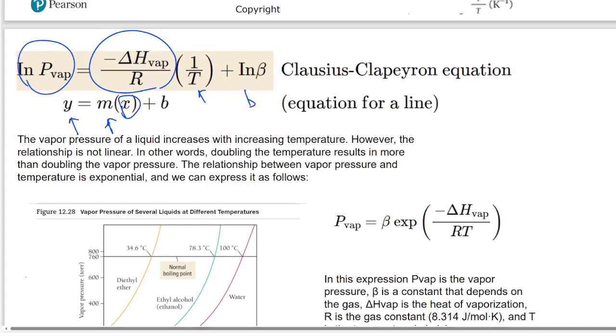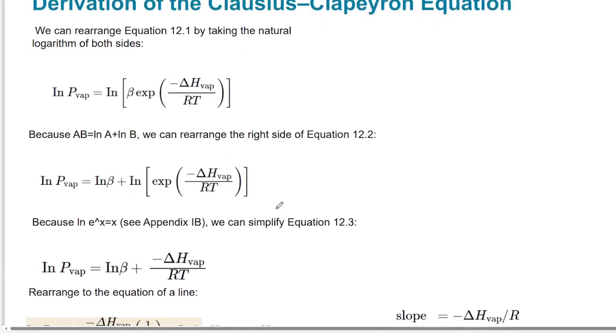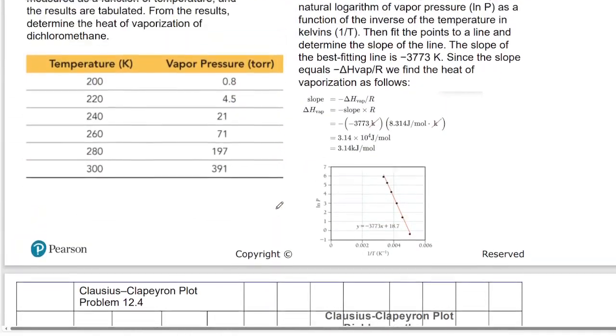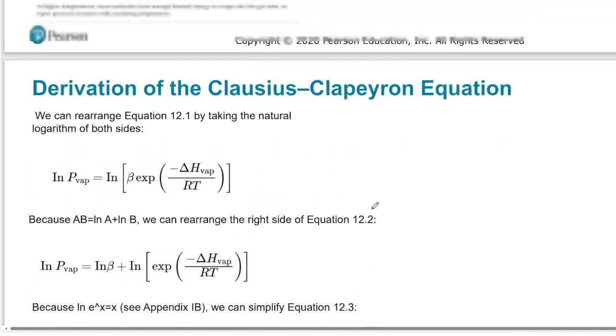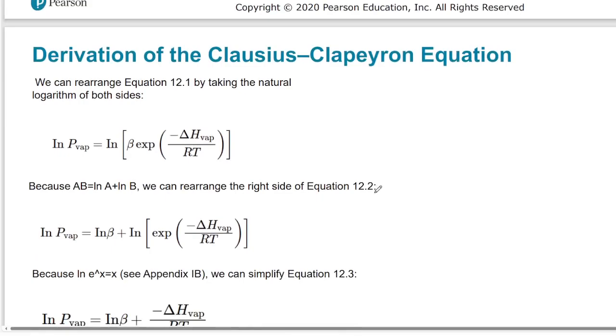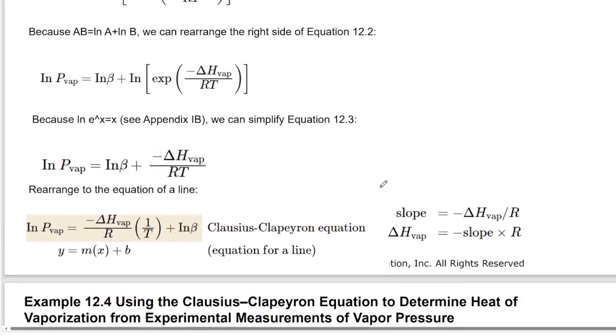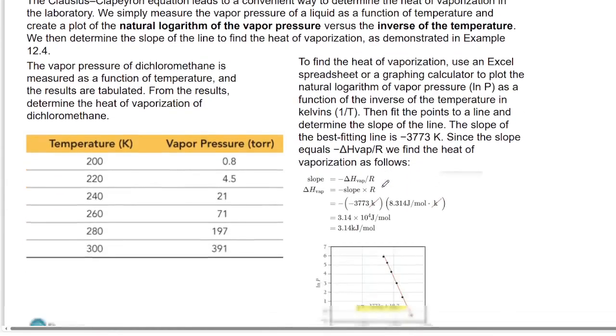So in this way, what are we going to plot? We're going to plot ln of vapor pressure versus 1 over the temperature. And if we plot those entities, we actually get a straight line. So here is the derivation of the Clausius-Clapeyron equation, which I'm not going to go through at this time.